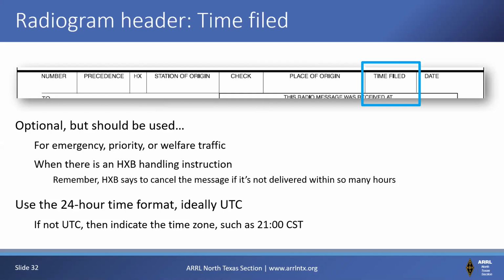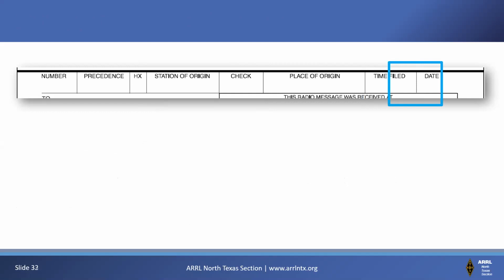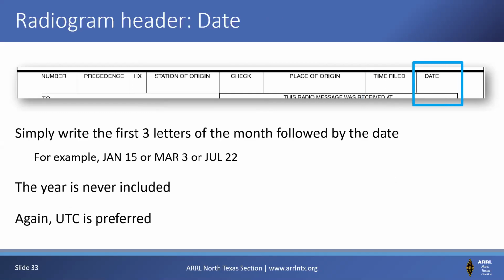The traffic system uses Coordinated Universal Time, so UTC or Zulu. If you don't indicate a time zone, then that's what's assumed. Universal time is what's assumed. If you are going to use a time zone, then make sure you put it in there. So whether that's Central Daylight Time or Eastern Daylight Time or that type of thing, then you'd put the time zone in there along with the time. Very rarely, though, is the time filled in.